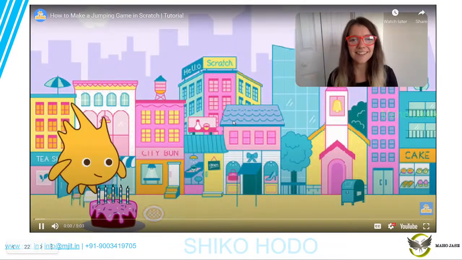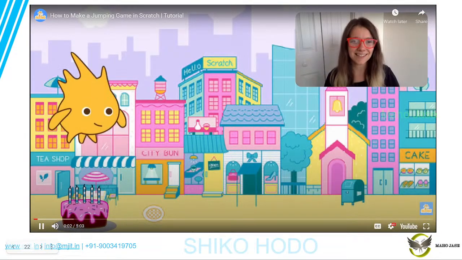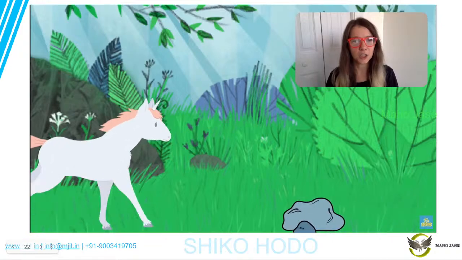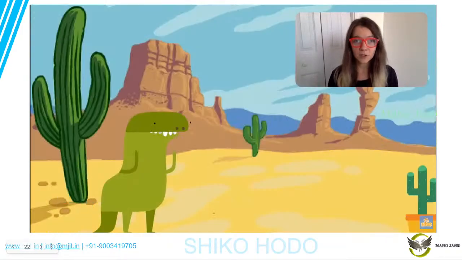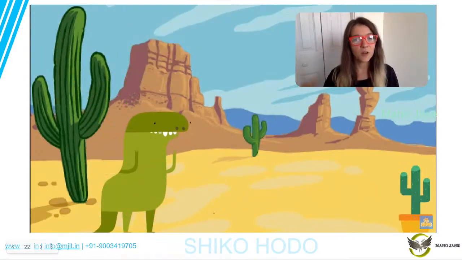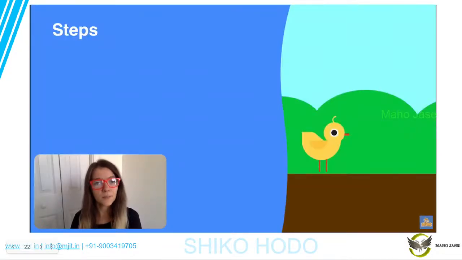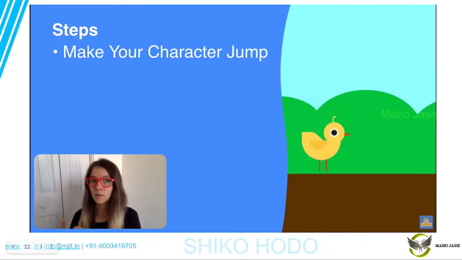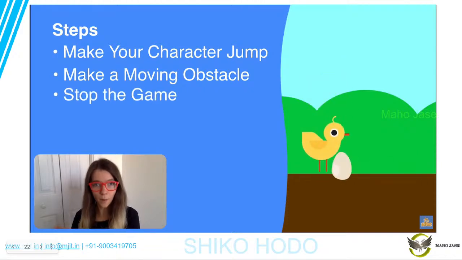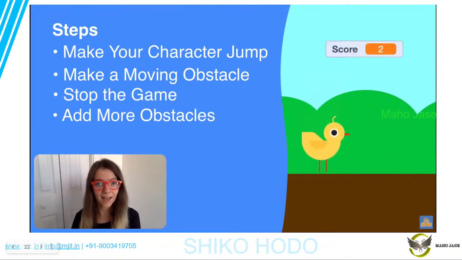Hi everyone, it's Zoe from the Scratch team. Today I wanted to show you how to make a jumping game in Scratch. By the end of this tutorial, you'll be able to make a game like this one, where you have a character jumping over moving obstacles. We'll do this in 5 steps. Make your character jump, make a moving obstacle, stop the game, add more obstacles, and keep score.